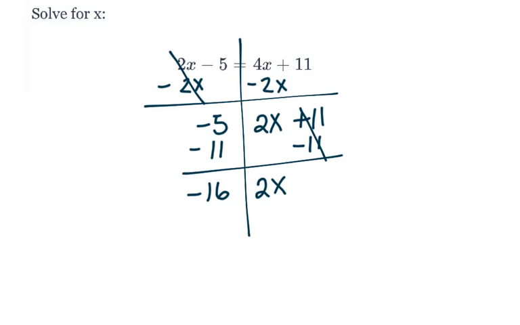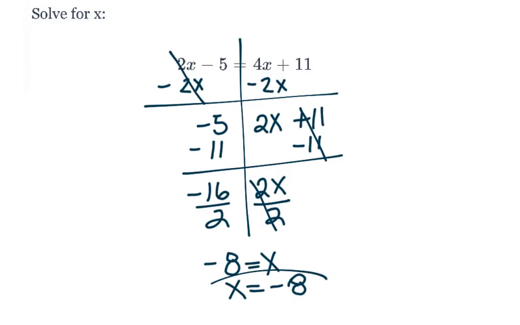Okay, bring down 2x. Now we're going to divide because the inverse of multiplication is division. So x equals -8. And we can flip that around and say x equals -8. Okay.